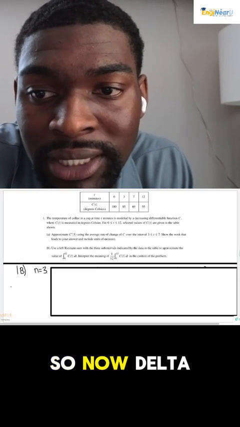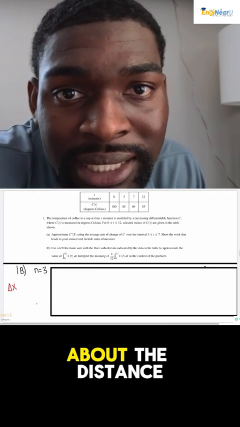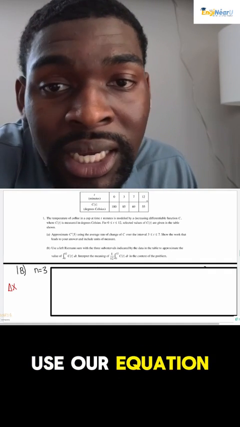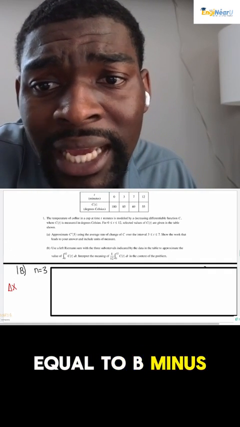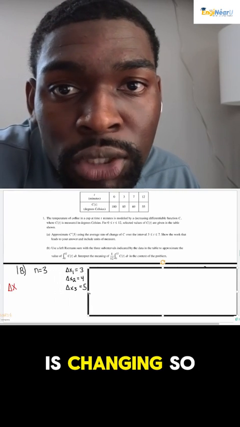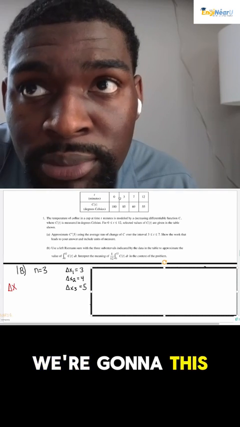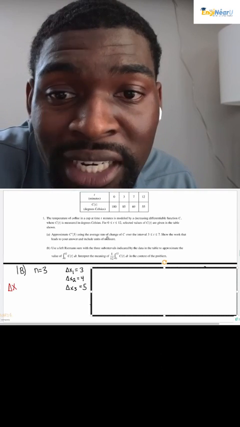Now delta x here is going to change, because if you think about the distance between these things, it is not consistent. So delta x is changing, and we can't use our equation delta x equals b minus a over n. For the first one it is 3. The distance going from 0 to 3 is 3, the distance between 3 and 7 is 4, and the distance between 7 and 12 is 5.